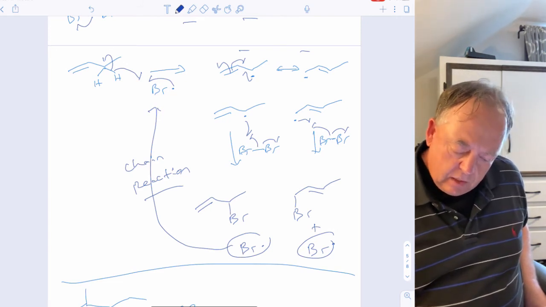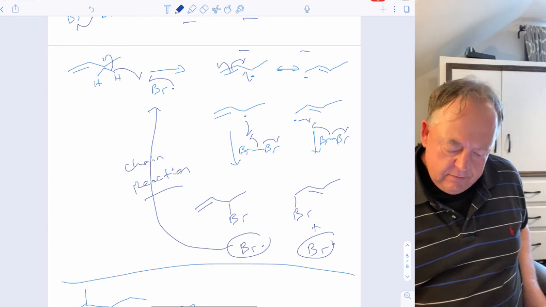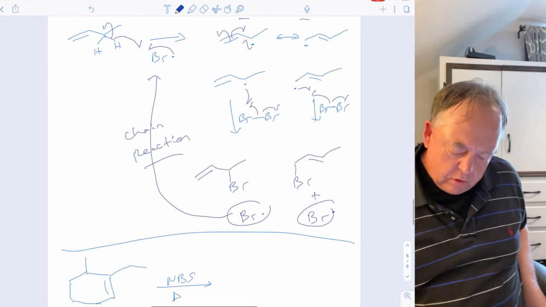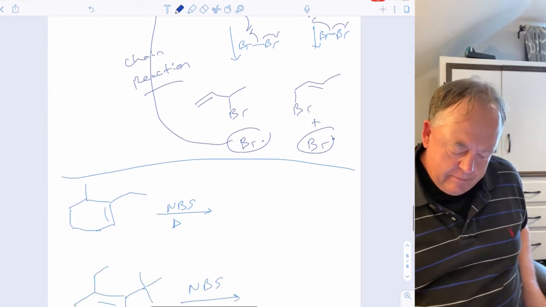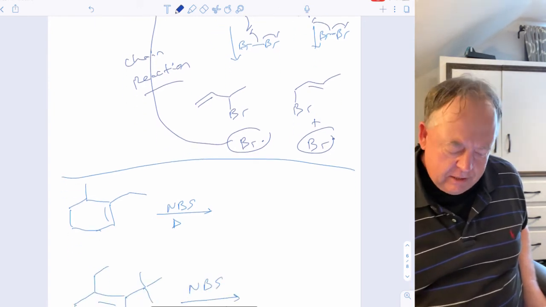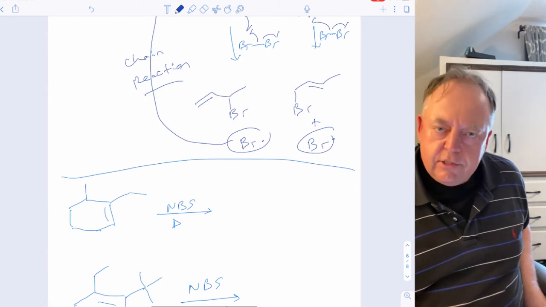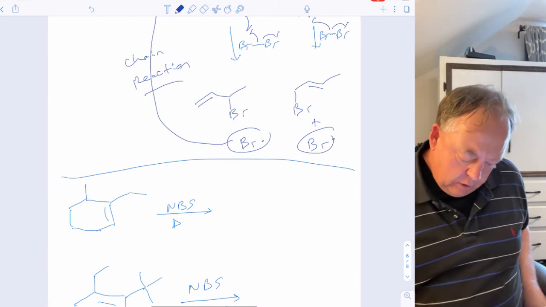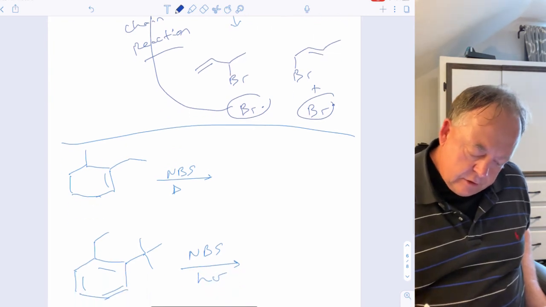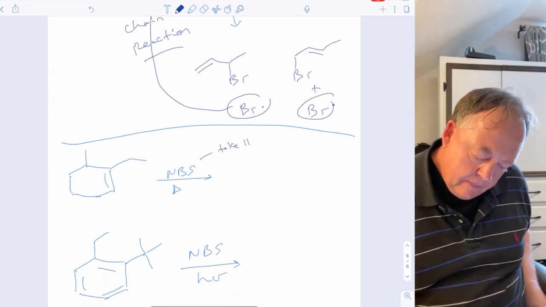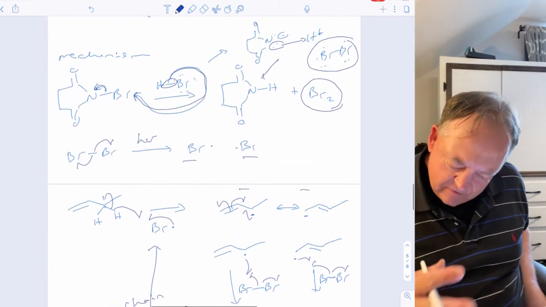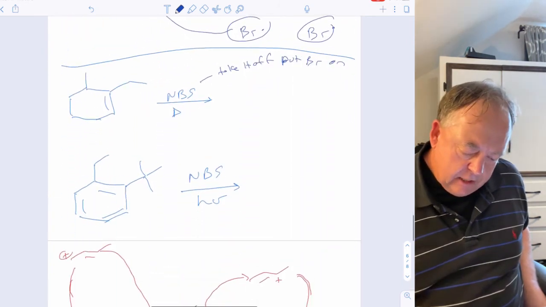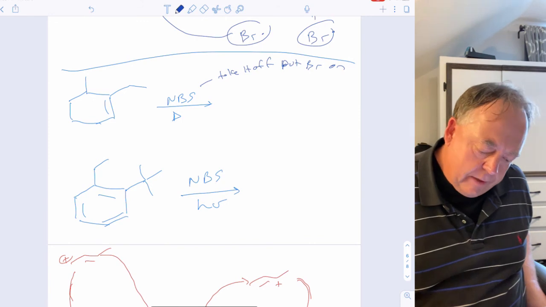So that's the basic mechanism, how NBS works, but you just want to keep in mind how to predict the product. Whenever you see NBS, just do a free radical bromination at the most stable place to put a free radical. So if we took this molecule with NBS, this is just going to take a hydrogen off, put bromine on, right? That's the mechanism. Fairly detailed mechanism. Predicting the product though is easy. Take hydrogen off, put bromine on.